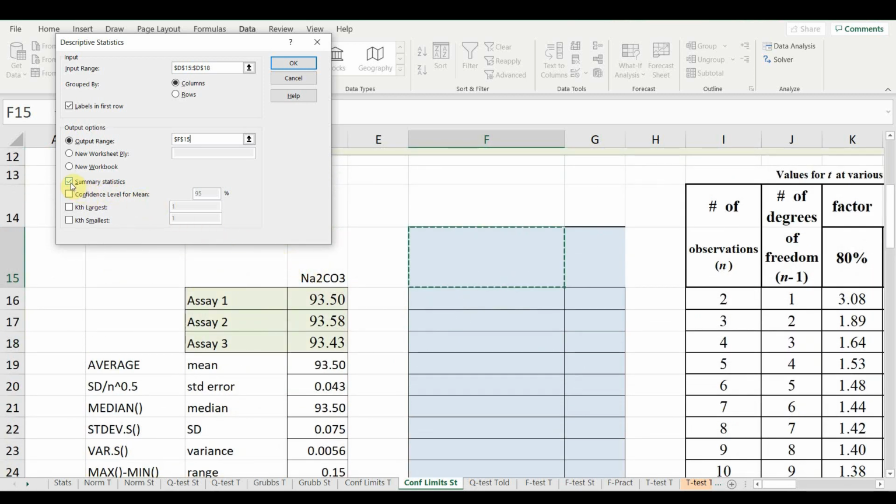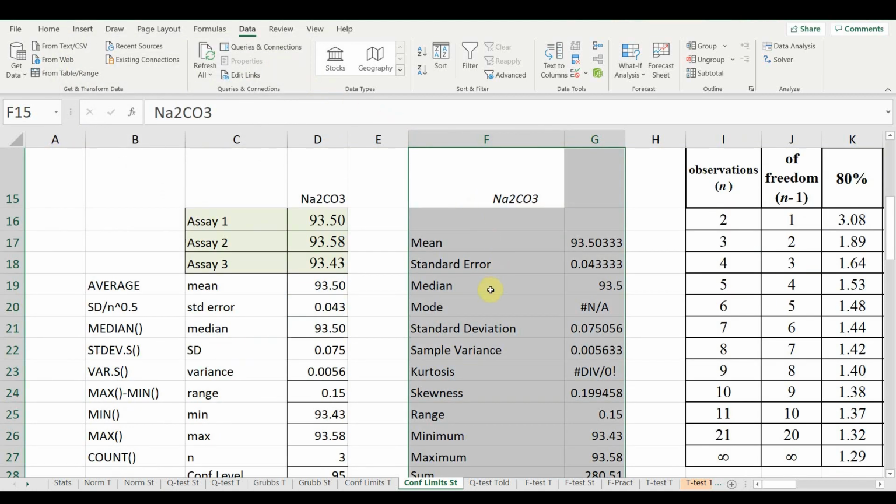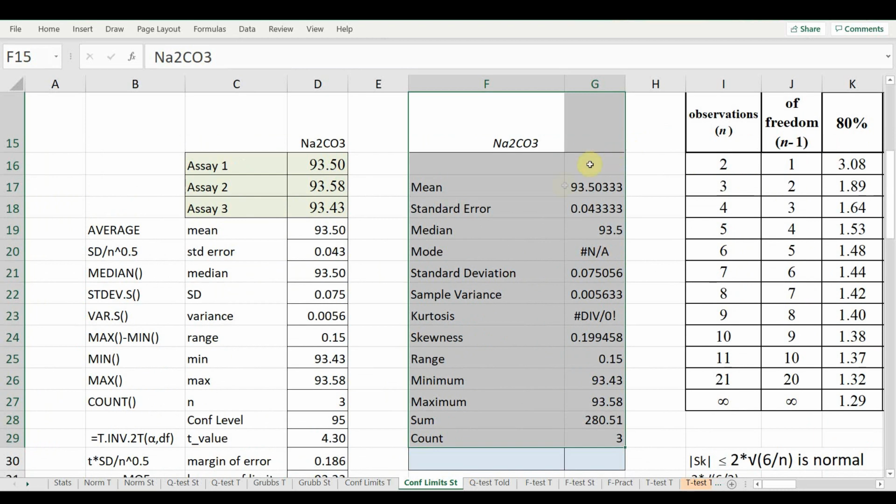Check Summary Statistics. Notice the confidence level by default is 95%. You don't have to check it. All you have to say is OK. And there it is, all the data that we generated. We have it immediately in front of us. So we have the mean, the standard error, the median, the mode.